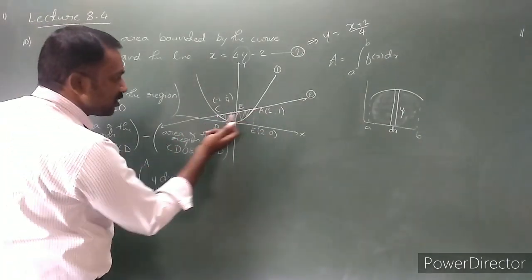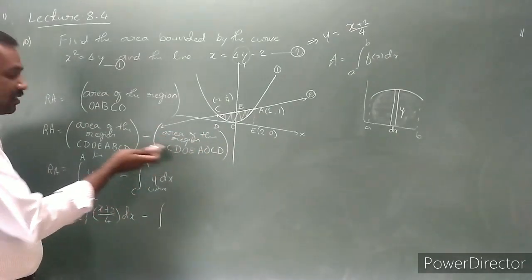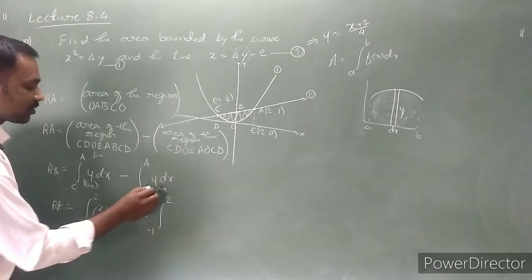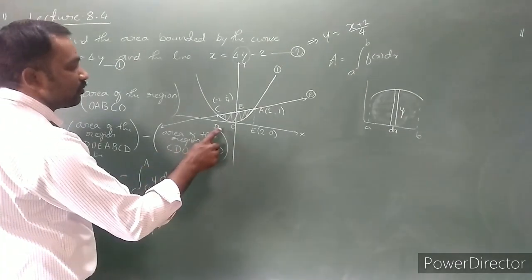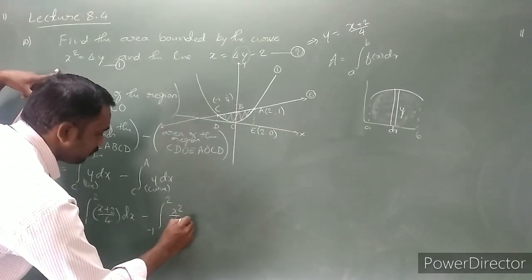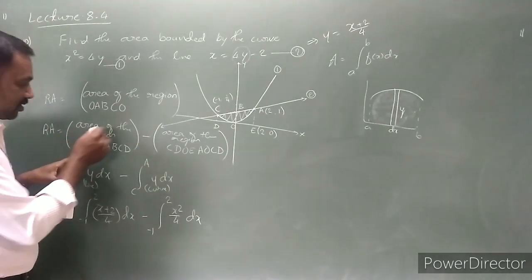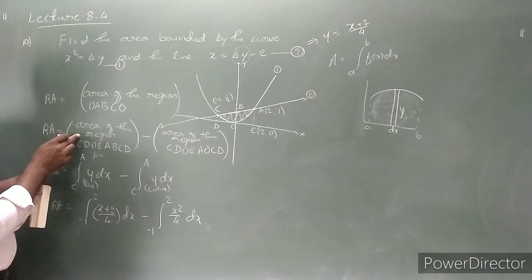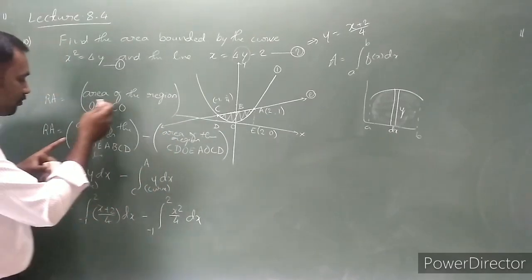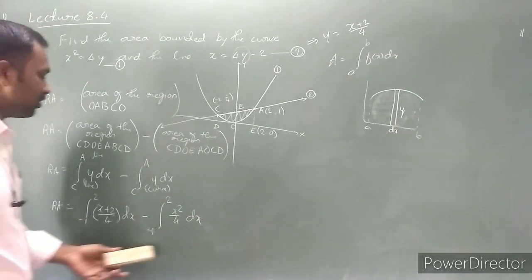Again, the area under the curve. Area of the region means area under the line minus area under the curve. So here also minus 1 to plus 2, and here we need to replace the curve equation. The curve equation is y is equal to x square divided by 4 into dx. Instead of writing area of the region, you can write area bounded by the line minus area bounded by the curve from C to A.